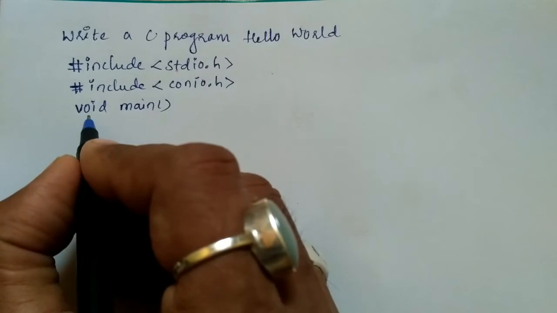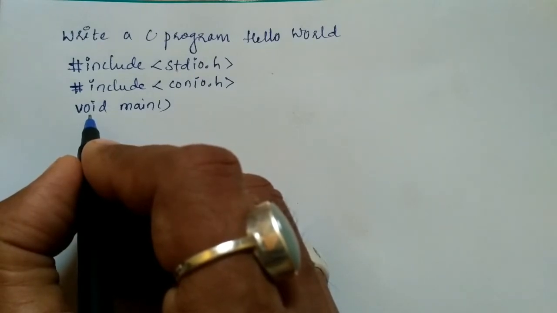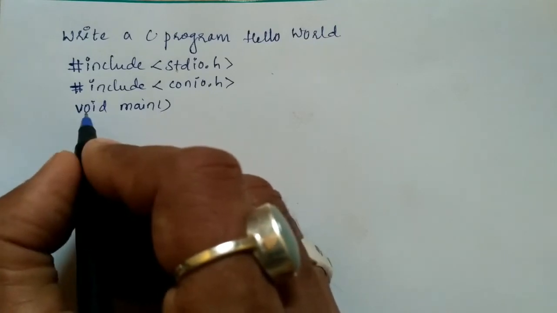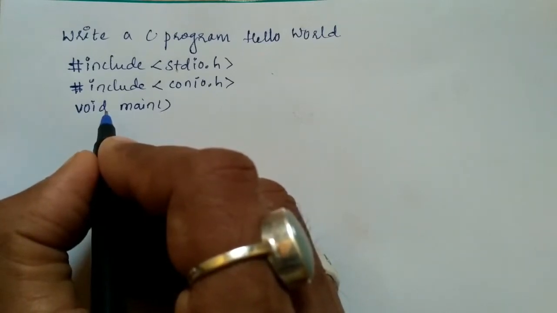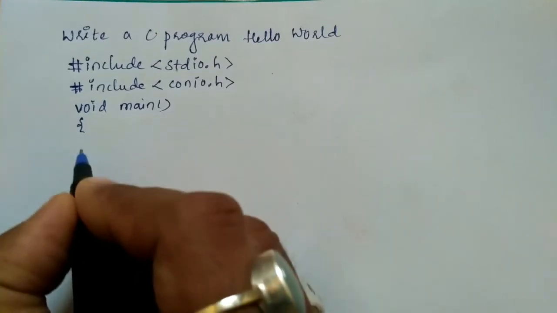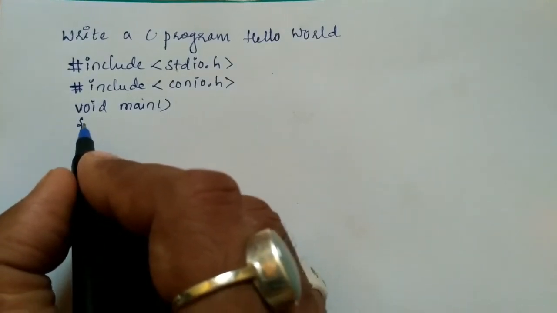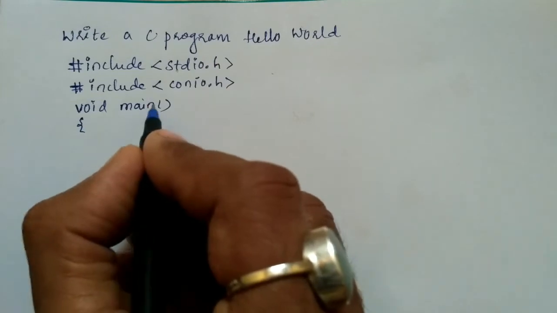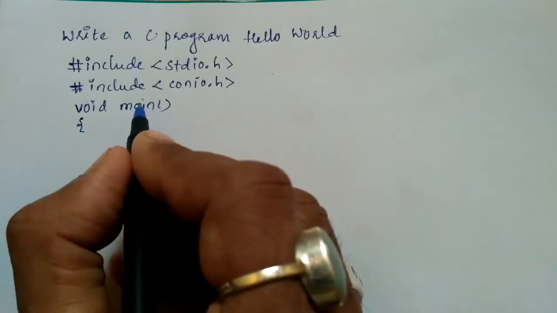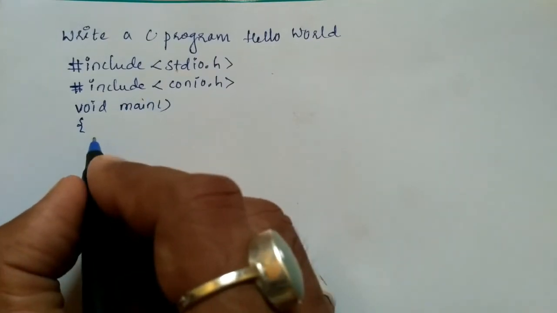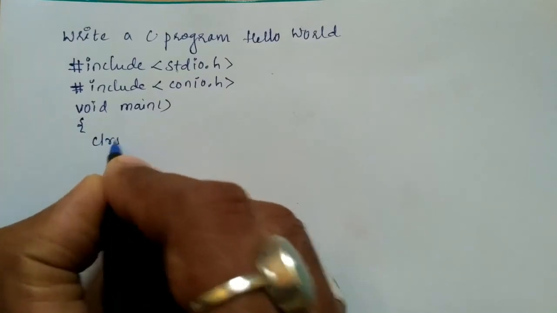Here void is one of the data types that returns nothing to the operating system. If we do not write void, by default it is going to return an integer type of value back to the operating system. Now we are going to use a curly open brace that indicates the beginning of the body of the main function. Now let us write clrscr.